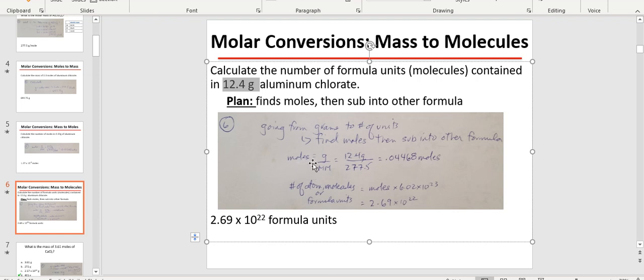So I'm going to look for moles. Moles is equal to grams divided by molar mass. I gave you grams. So 12.4 grams divided by 270.5. Here I found the number of moles. You substitute this into your other formula. And we are looking for the number of atoms or molecules or formula units, which is the top of the other triangle, which is equal to moles times Avogadro's number. And there we go, 2.69 times 10 to the 22.